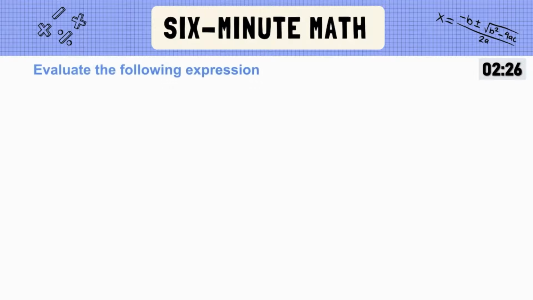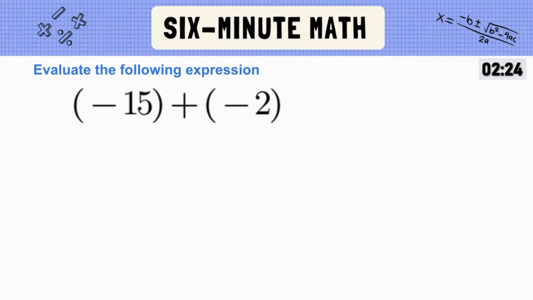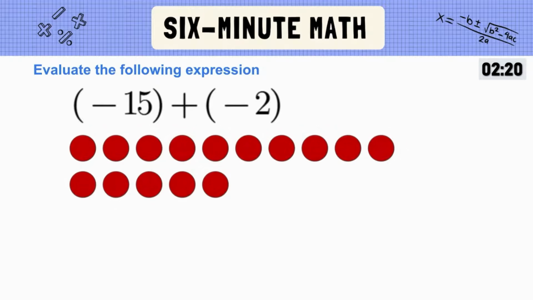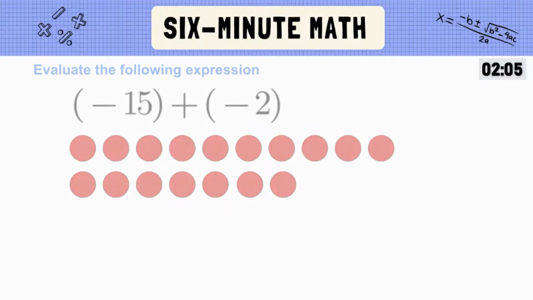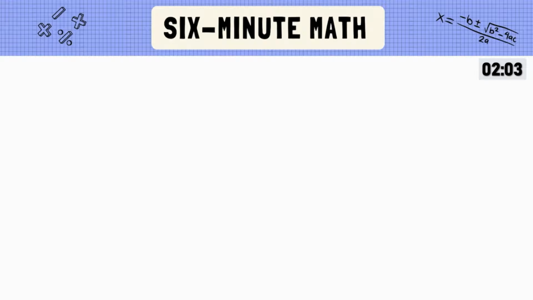How about I evaluate negative 15 plus negative 2? I have my negative 15 chips, and I'm going to add 2 more negatives, and I have a total, therefore, of negative 17. On to the last couple examples here.